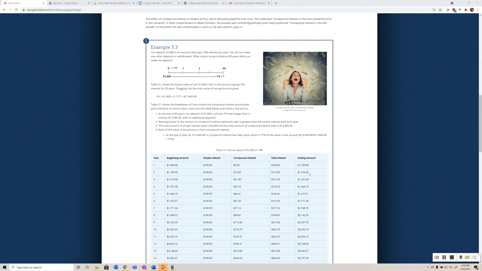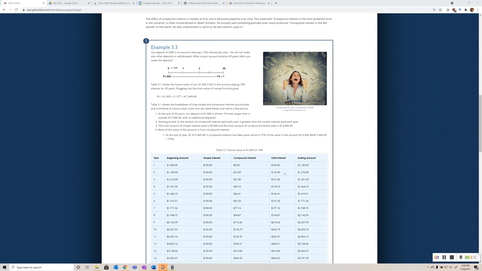If we go to the beginning of year three, now we're starting with that $1,210. We're going to, again, over the course of the year, be credited $100 in simple interest. But now our compound interest is on the total accumulated $200 worth of simple interest, the $100 over year one, the $100 in year two. And so we're going to earn 10% on that, which is going to be $21. So our total interest earned is $121 over the course of year three. And so our ending account balance is $1,331.